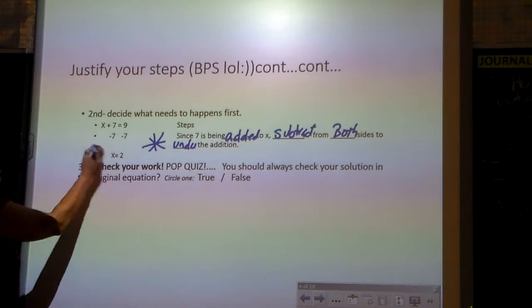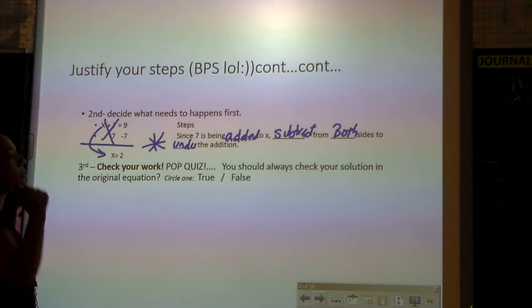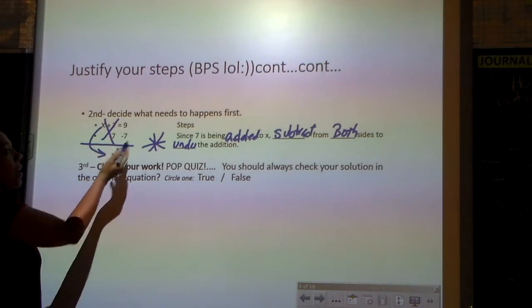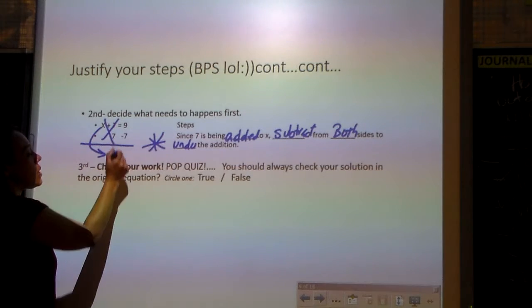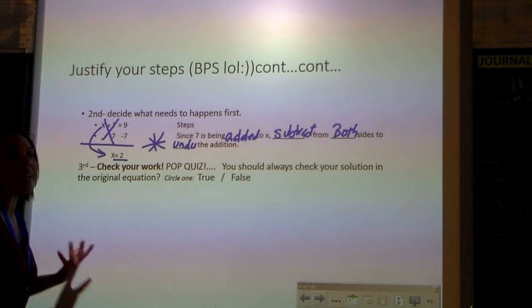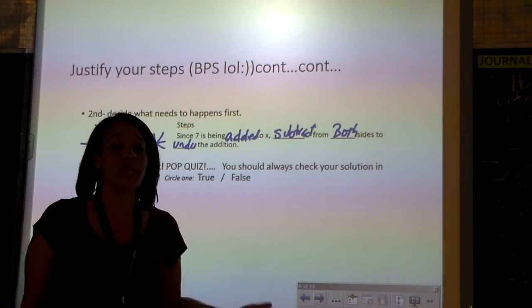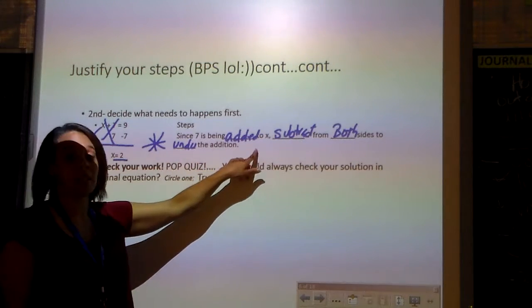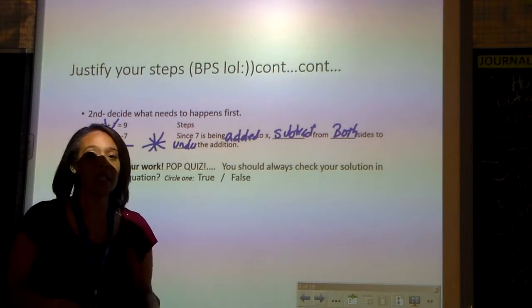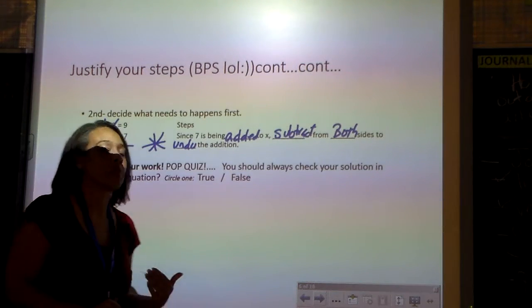So now when I do that, I have undone or canceled out those two 7s, and I'm left only with my variable x. And then on the right hand side, I simply do the math. 9 minus 7 is 2. We already knew 2 is the answer from before, but this shows you with a very simple problem how to do a one-step equation and how to justify your answer. You're always going to say, since this is happening, then you're going to do that to undo.